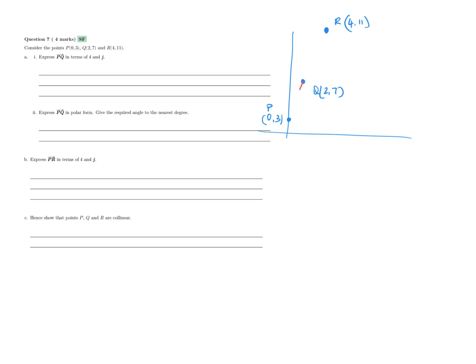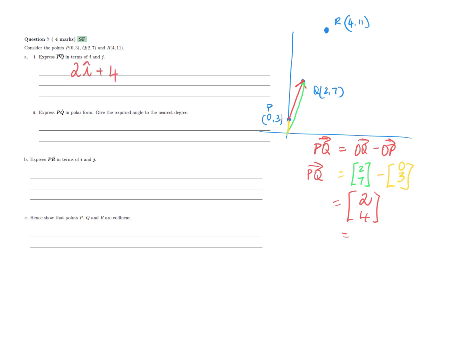So P to Q is this vector here. Now, vector PQ is equal to OQ minus OP. Now, what is OQ and OP? So OQ is the position vector. The vector goes from O to Q, which is just (2, 7). So for these position vectors, all you're doing is getting their point and writing it like a vector. And OP is this one here. So PQ is just that. 2 minus 0 is 2, 7 minus 3 is 4. So PQ, and it says in terms of i and j, so that's going to be 2i plus 4j.